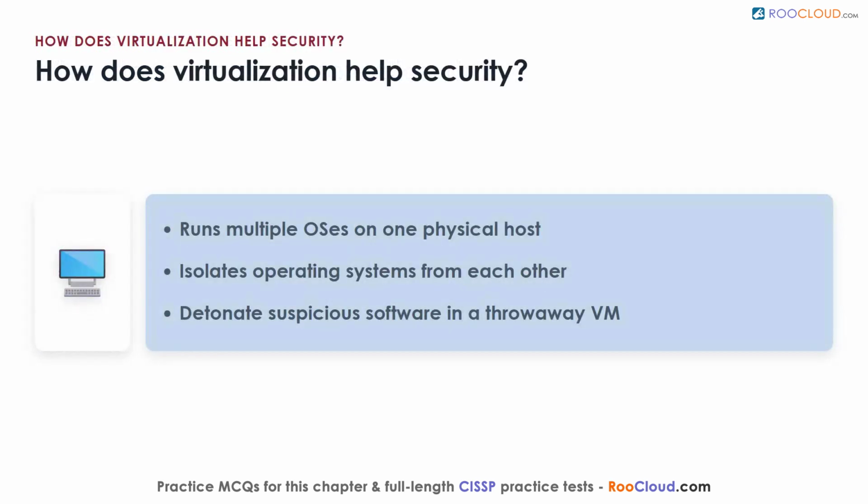How does virtualization help security? Virtualization lets you run one or more operating systems inside the memory of a single physical host. Beyond squeezing more from your hardware, it is a genuine security tool. You can isolate operating systems from each other, and you can detonate suspicious software inside a throwaway virtual machine without risking the real host. If the guest gets infected, you simply delete it.